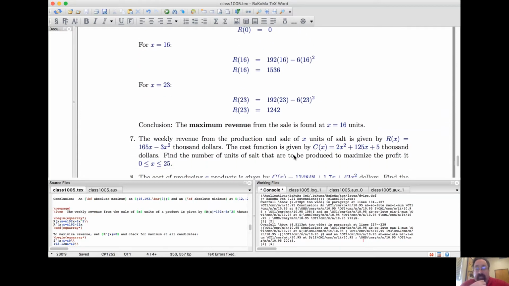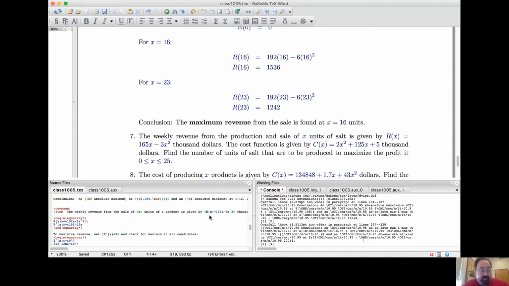Okay. Here we have a revenue function that's given for selling x units of salt, and then a cost function for producing that. So putting the two together, we would obtain a profit function, and it's profit that we want to maximize on this interval. So we're considering x between 0 and 25 units. What number of units in this range will give a maximum profit?